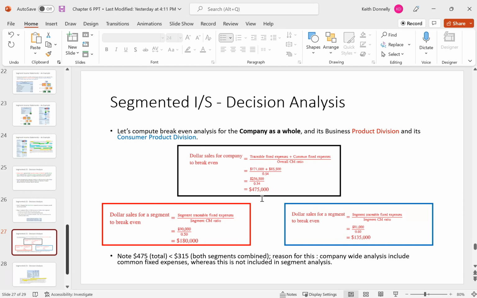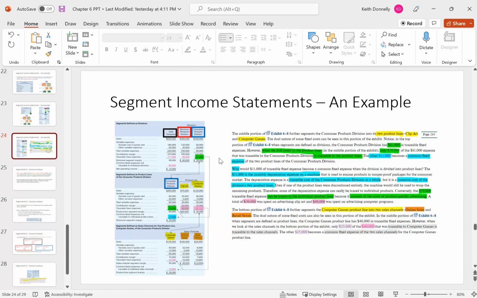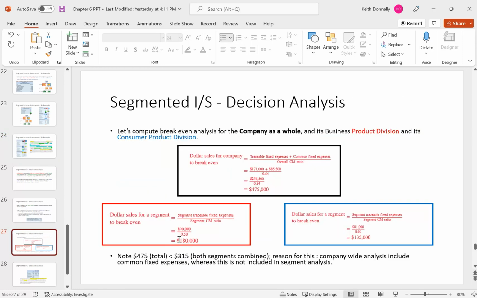If we were to look at two divisions, like the product division and the business division, the red and blue, in that case, your break-even in sales dollars is going to be your segment traceable fixed expenses. There aren't going to be any common fixed expenses, right? You don't include those at the segment level. That's over your segment-specific contribution margin ratio, right? So 90 divided by 0.40, we're at 180, and we're at 135.